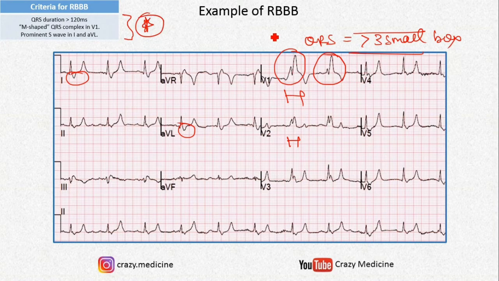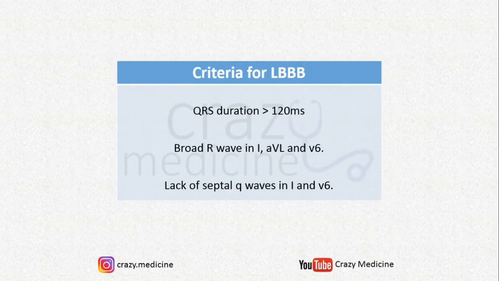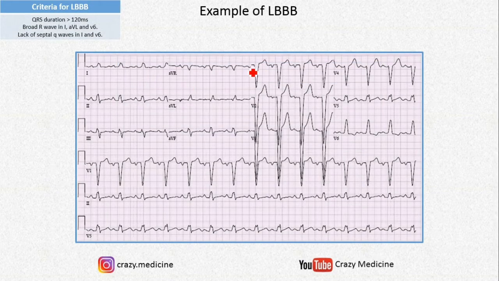Next is the criteria for left bundle branch block. First is QRS duration more than 120 milliseconds, then broad R wave in lead 1, aVL and V6, and last is lack of septal Q waves in lead 1 and V6. And here is the example. As you can see, the QRS duration is more than 3 small boxes, that is more than 120 milliseconds. There is presence of a broad R wave in lead 1, aVL and V6, and there is no septal Q wave in lead 1 and V6, and this fulfills our criteria for left bundle branch block.